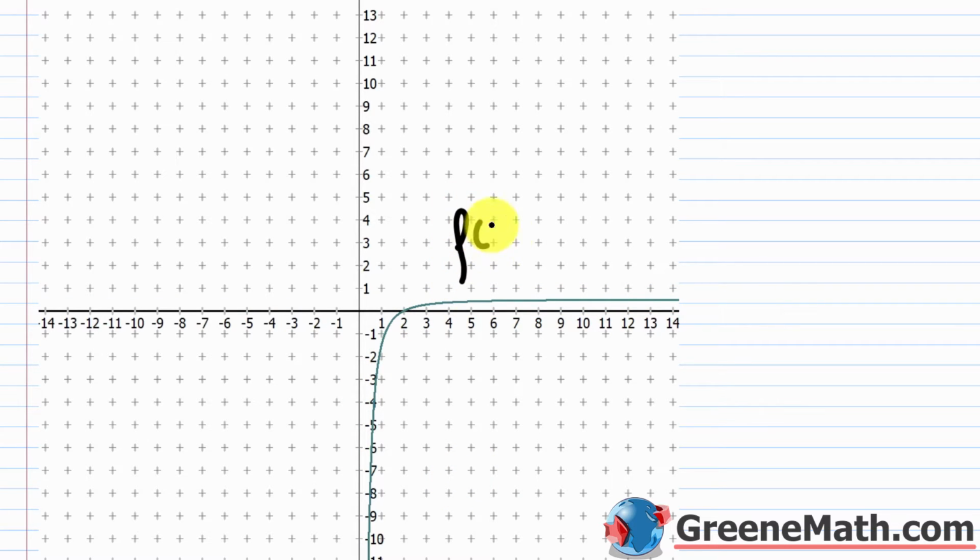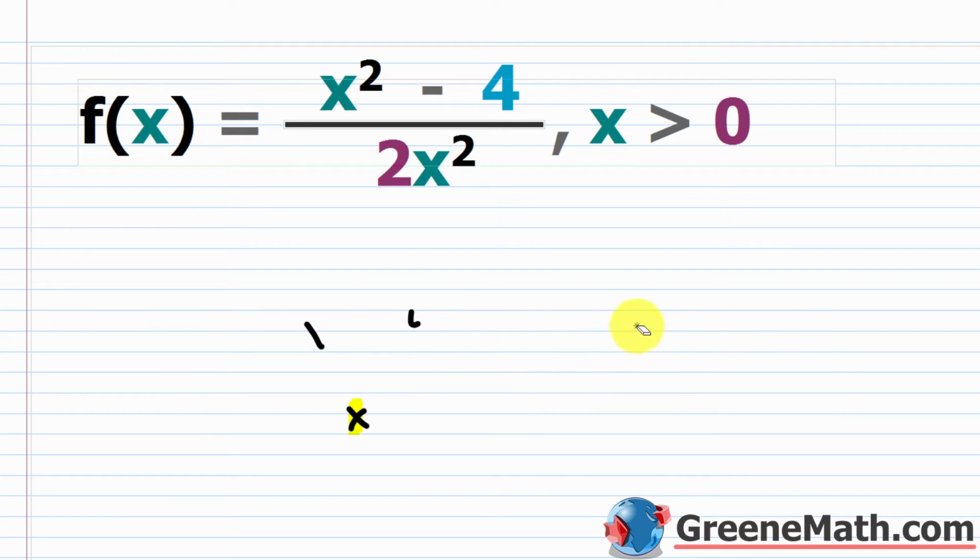So this is what we're going to be working with. You can write this out again as f of x is equal to (x squared minus 4) over 2x squared, where x is greater than 0. We're just taking a piece of the graph. Now let's go back up and erase this. We know why we need a domain restriction.